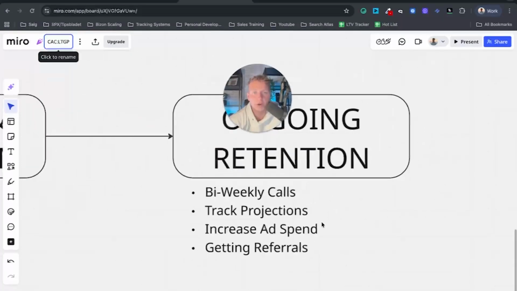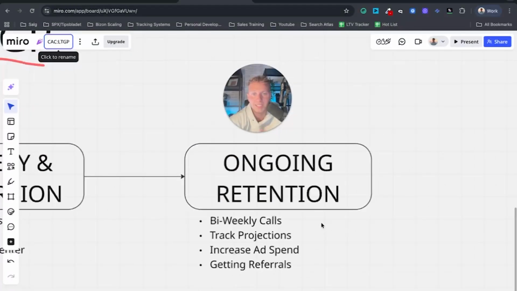Then we have obviously ongoing retention. So we have bi-weekly meetings with the clients, and we are tracking the projections we set on that launch meeting. So we make sure we're on track. We're showing them that we are dedicated to making this work and that we are constantly iterating the system.